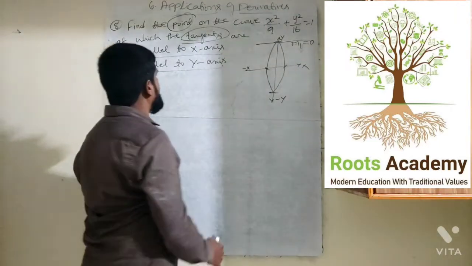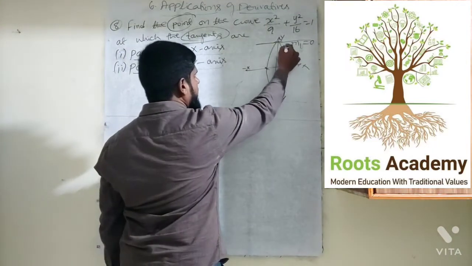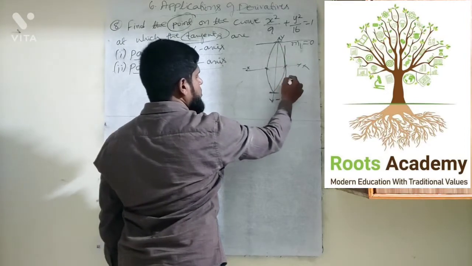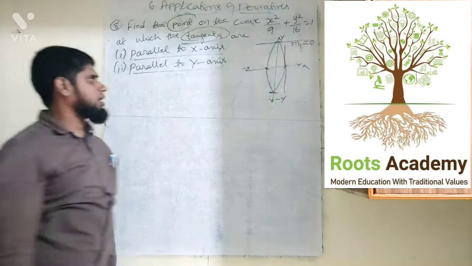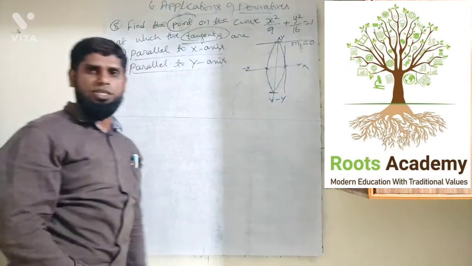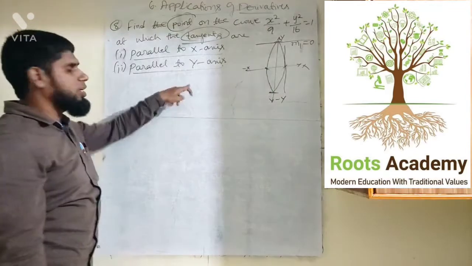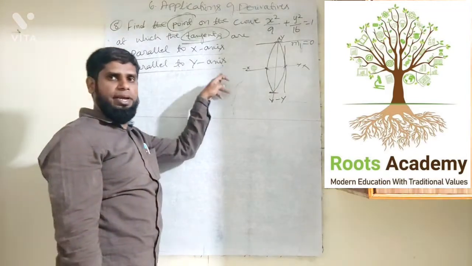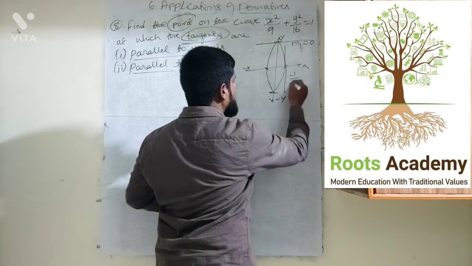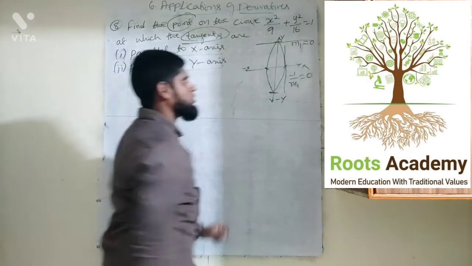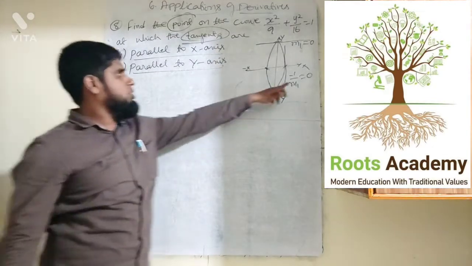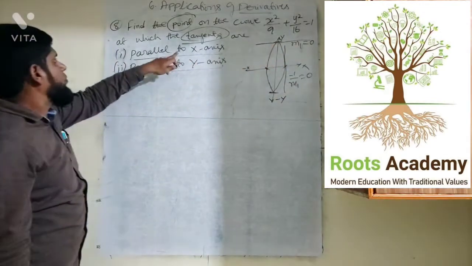And tangent is parallel to y-axis means maybe it is like this, somewhere it is here. If it is parallel to y-axis, then the slope of normal is 0. We discussed this in today's video itself in the beginning. So its normal is 0, so minus 1 by m1 is equal to 0. So based on these two conditions, let us find a point.